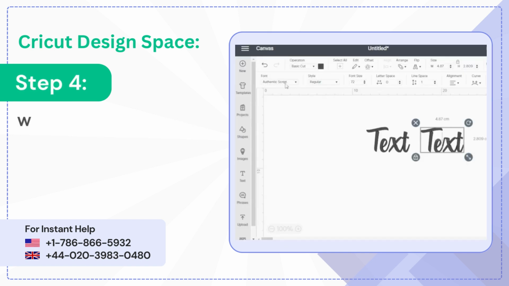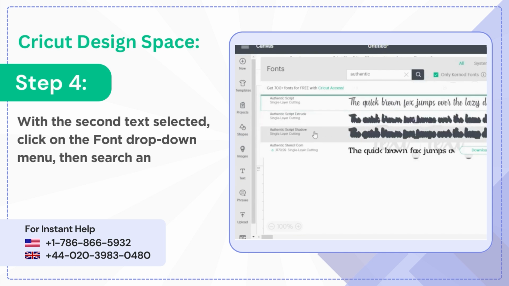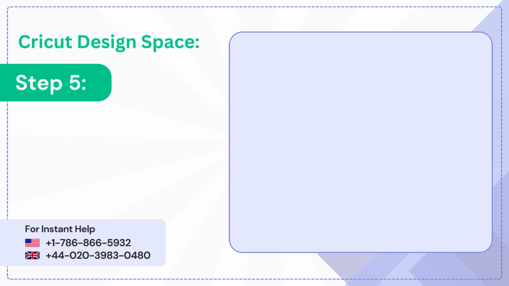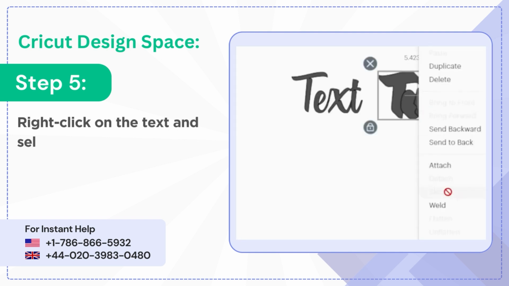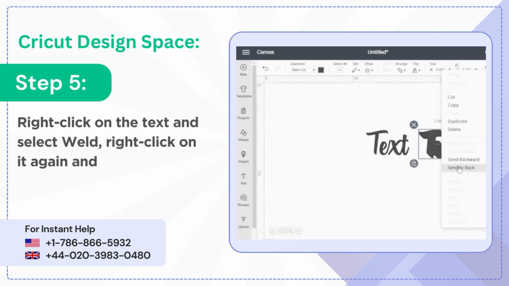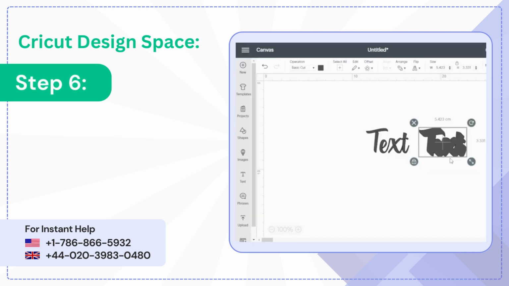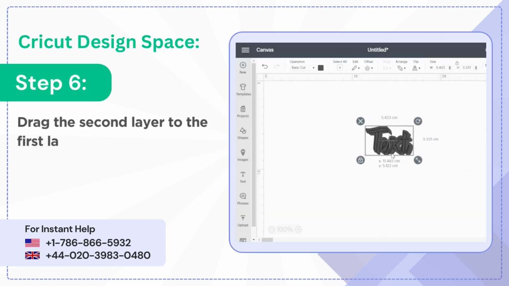Step 4. With the second text selected, click on the font drop-down menu, then search and select a font with a shadow. Step 5. Right-click on the text and select Weld, right-click on it again and select Send to Back. Step 6. Drag the second layer to the first layer and line them up.